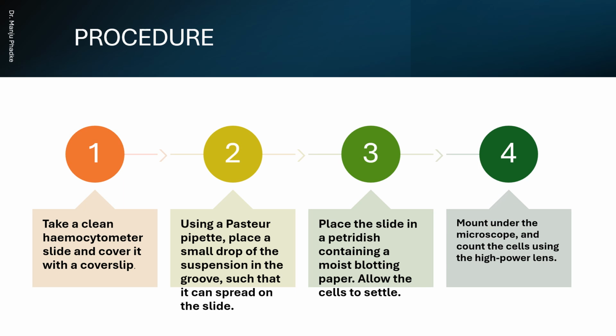So you take a clean hemocytometer slide, cover it with a cover slip, and using a micropipette, place a small drop of the suspension in the groove such that it can spread on the slide. Then you have to place the slide in the petri dish containing a moist blotting paper and allow the slide to settle. You are keeping it in the petri dish so as to avoid the sample from getting dried. Thereafter, mount the hemocytometer slide under the microscope and count the cells using the high power lens.